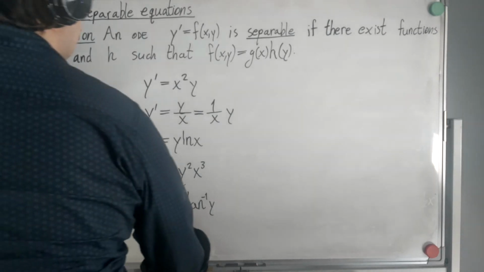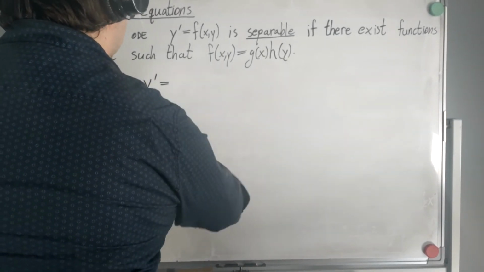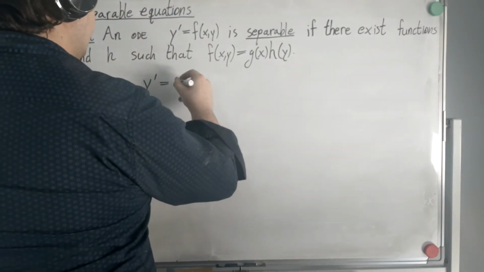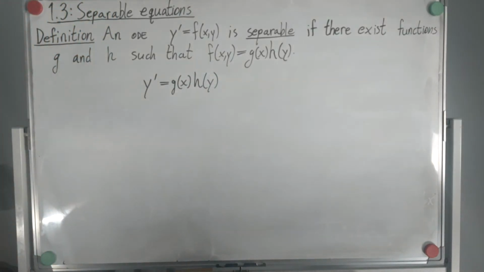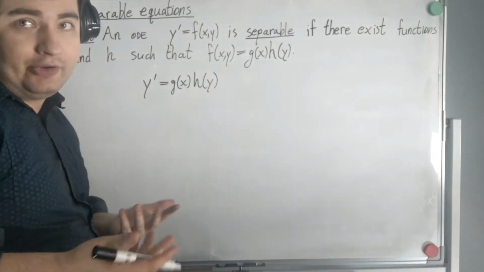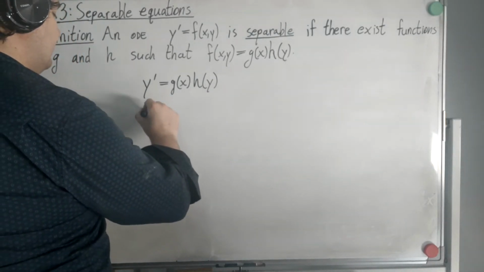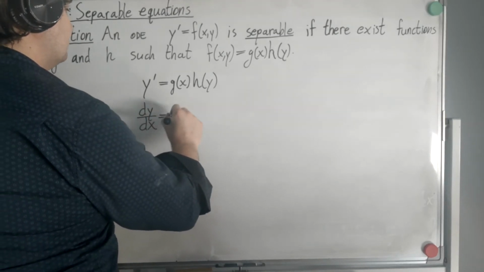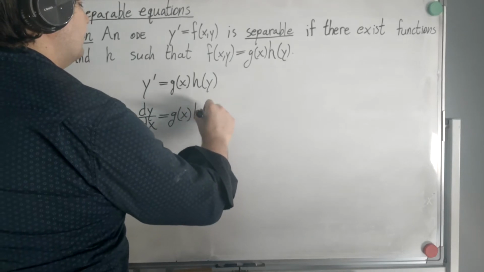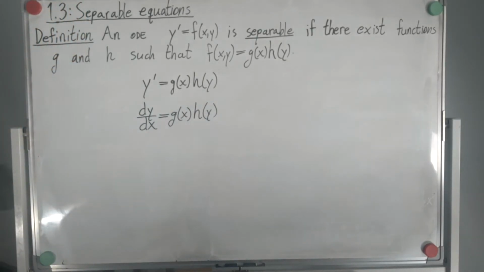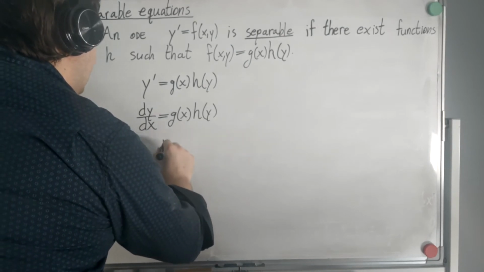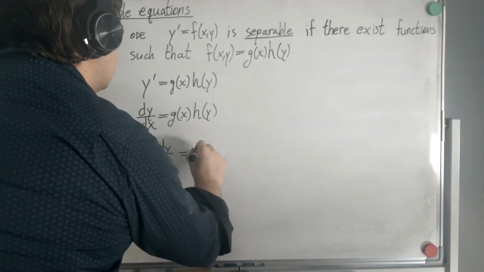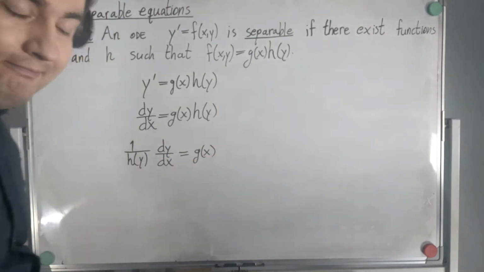So the way that you solve these is like this. You have y prime equals a function of x times a function of y. What we're going to do is a technique called separation of variables. First of all, let's write this in the Leibniz notation for derivatives. So dy dx equals g of x h of y. What we're going to do is divide both sides by h of y. If you do that, you get 1 over h of y dy dx equals g of x. Right?